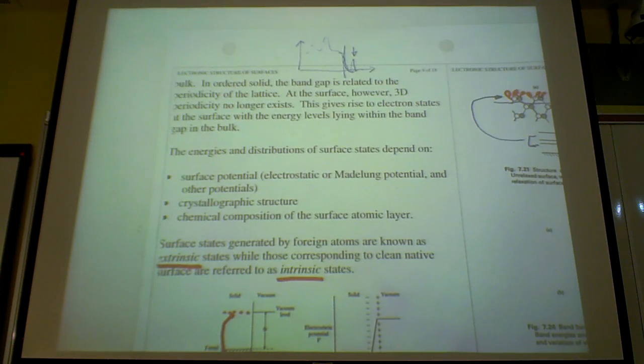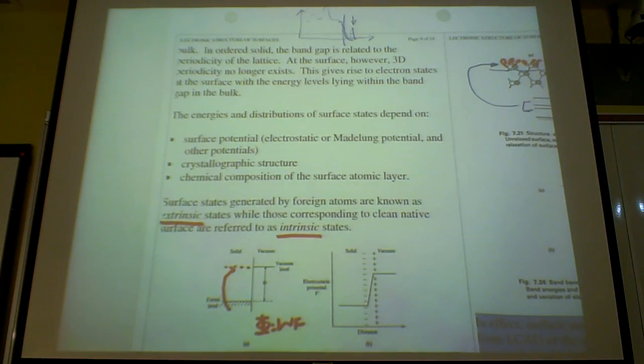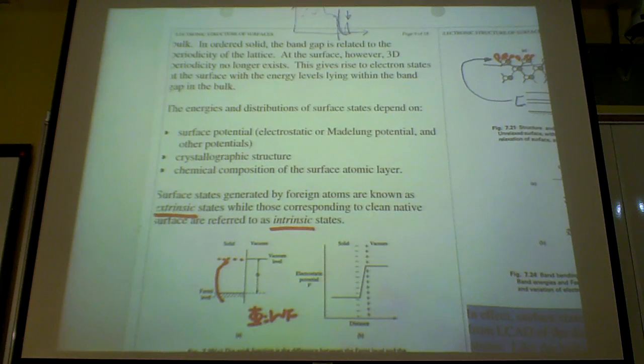If you're talking about a pure surface, pure material, silicon versus germanium, of course, they would have different surface states. They would look different. You can also have adsorbate, right? We talked about adsorbate early on. If you adsorb on the surface, they would change your surface state as well. So surface states generated by foreign atoms are known as extrinsic. This is terminology; when you read literature, you see some of these words coming in. Extrinsic states, while those corresponding to the clean native surface are intrinsic. So you have intrinsic states or extrinsic states.